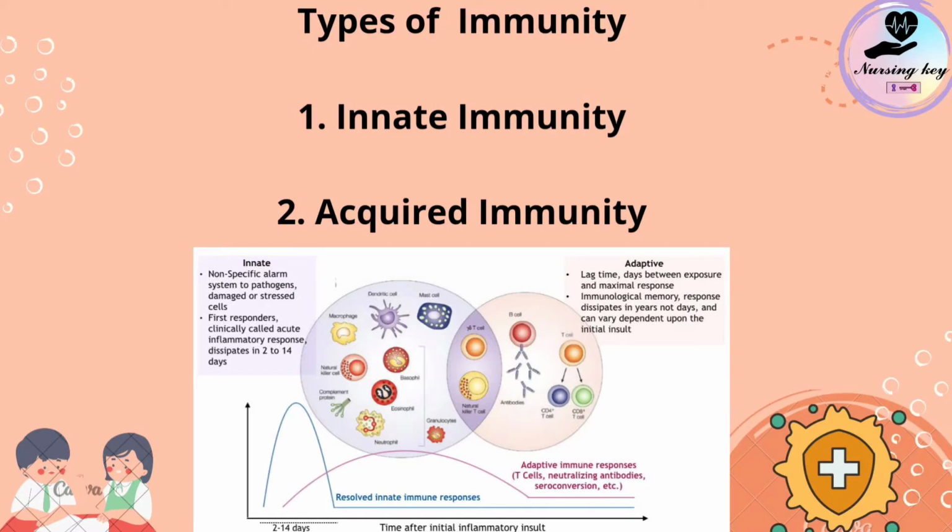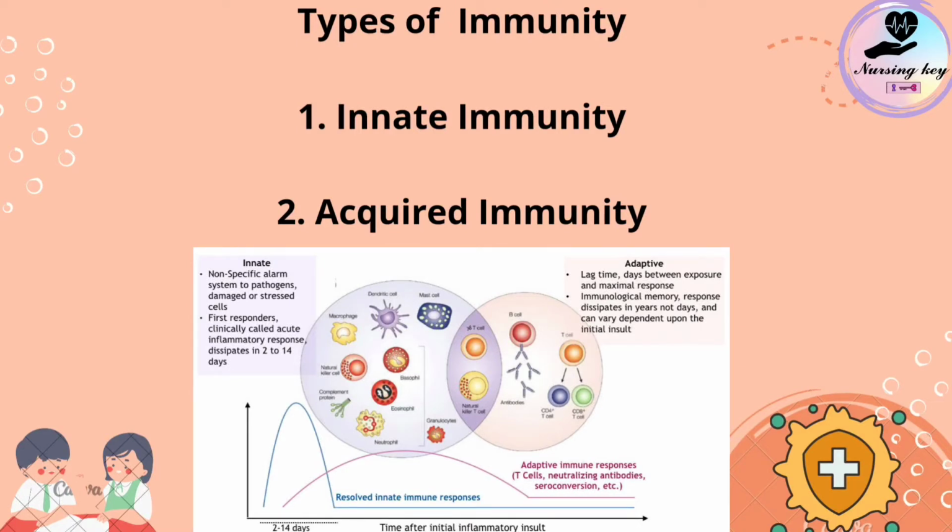It is non-specific. External components of innate immunity: skin, mucosal barrier, body secretions such as saliva, tears, HCl in the stomach, and normal flora of the body. Internal components of innate immunity: inflammatory response, phagocytic cells, natural killer cells, etc.